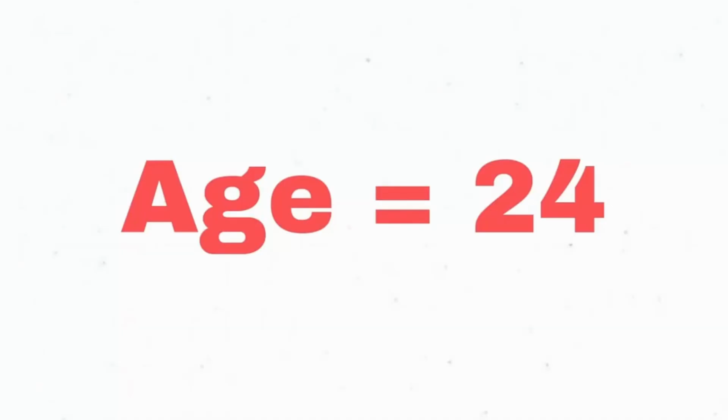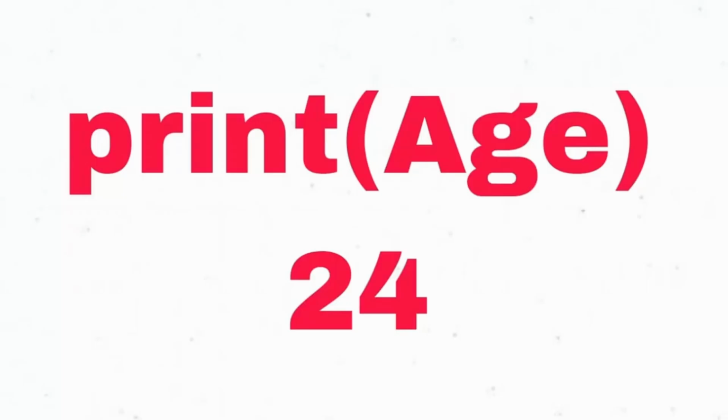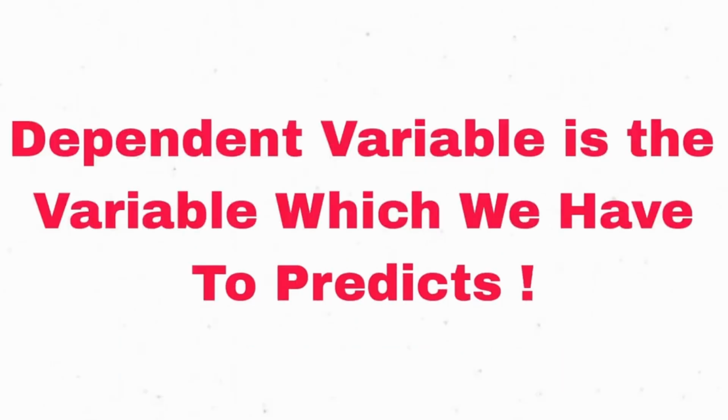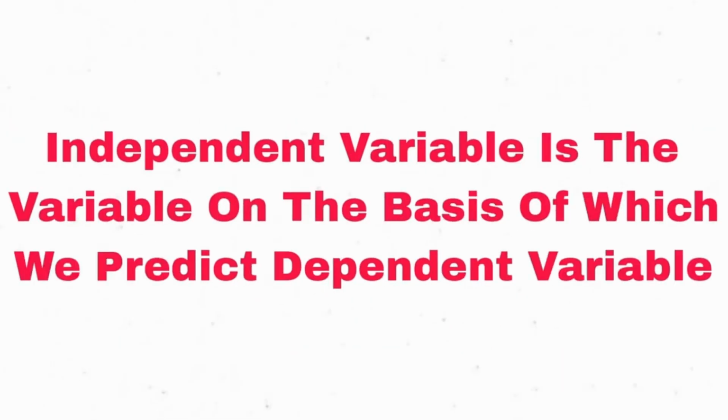And another example of it will be you create a variable named age, and in that variable you stored a value, and the age is 24. So when you call the variable age, you get the value 24. So that is variable. There are two types of variables, dependent and independent variables. Dependent variable is a variable which we have to predict. Independent variable is a variable on the basis of that we predict the dependent variable.